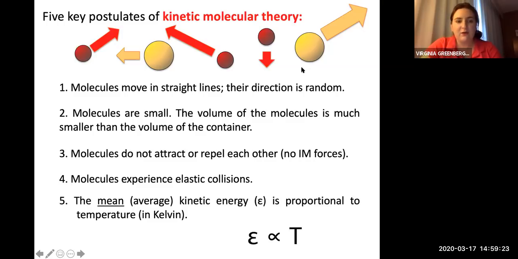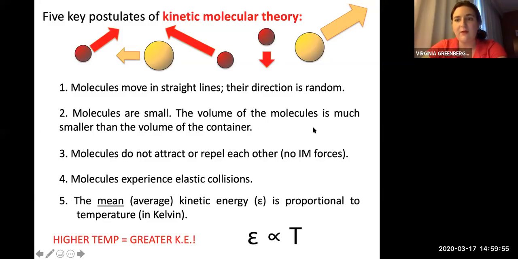And we'll also say that when those gas particles do bump into each other, we'll experience elastic collisions, and we'll look at those in a second. And then we'll say that the average kinetic energy is proportional to temperature. So as temperature goes up, kinetic energy also goes up. And the unit that we'll always use for temperature is going to be Kelvin. And I'll show you a way to easily convert between degrees Celsius and Kelvin shortly.